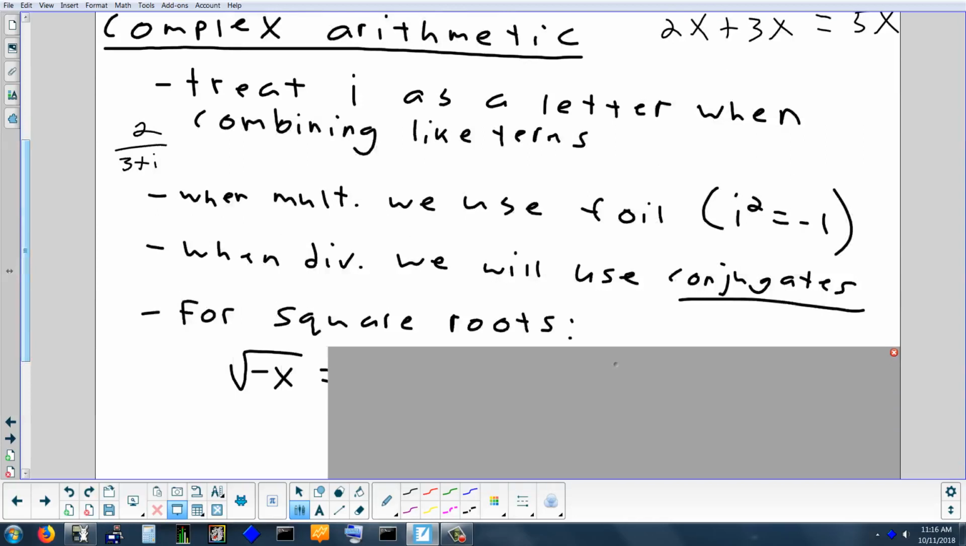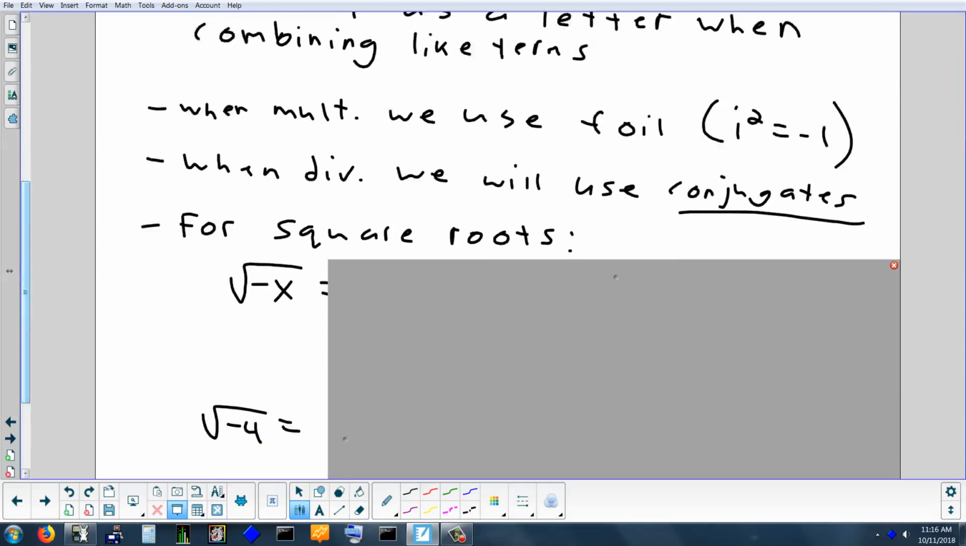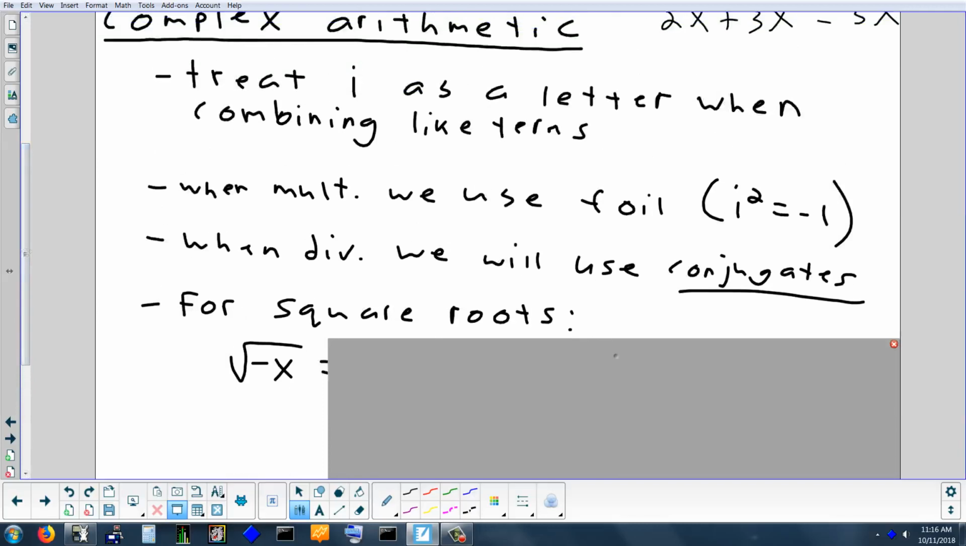And then let's look at what happens when we have square roots of negative numbers. Well, what number is in front of x there, even though it's not written?